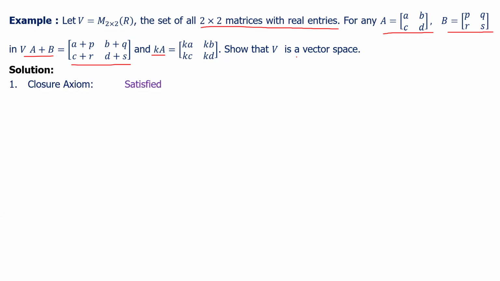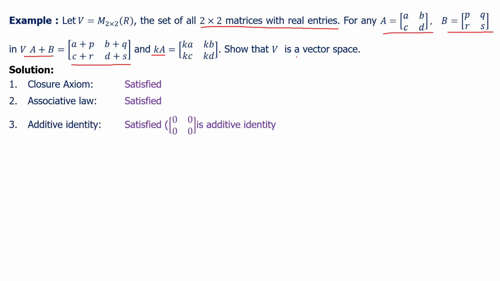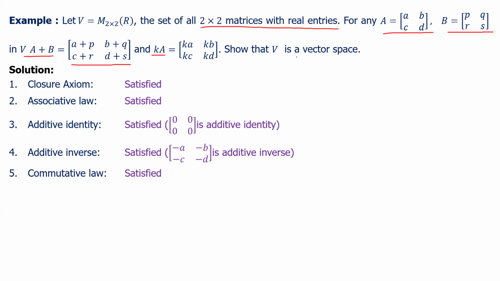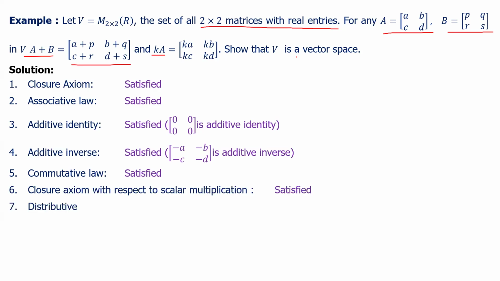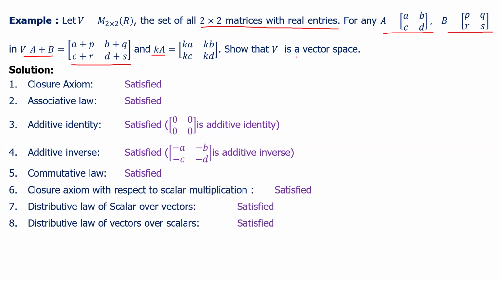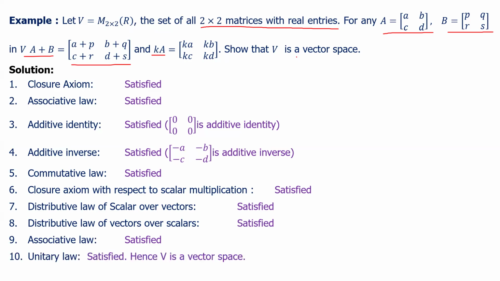Closure axiom: we know that addition of two matrices is again a matrix, satisfied. Associative law satisfied. The zero matrix is the additive identity. And minus a, minus b, minus c, minus d is the additive inverse of (a, b, c, d). Commutative law satisfied. Closure axiom with respect to scalar multiplication also satisfied. Distributive law over scalar as well as vectors also satisfied. Associative law also satisfied, and unitary law is also satisfied.